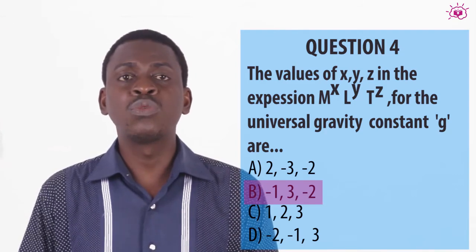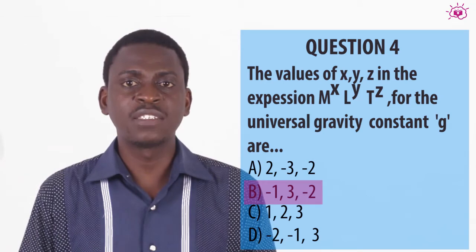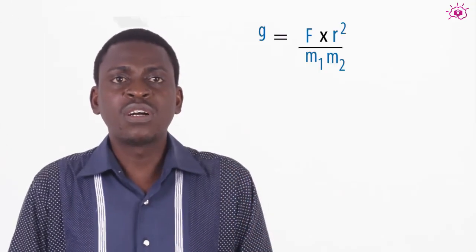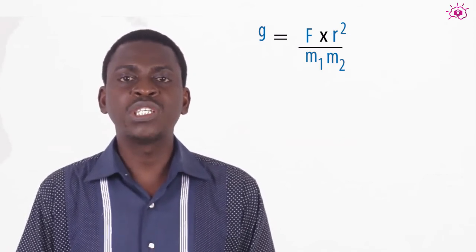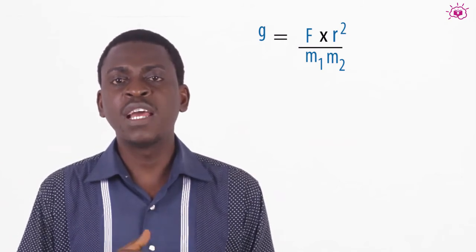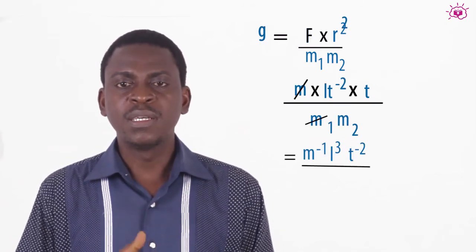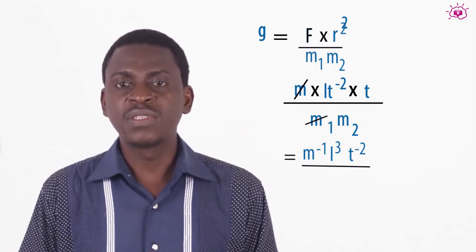First and foremost, we want to find out how to calculate gravitational constant. Gravitational constant G is equal to F times r squared, which is the distance between the two masses, over m1 m2. By the time you break it down further into fundamental quantities, you will have this particular answer.